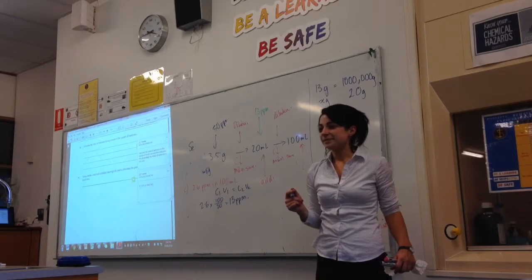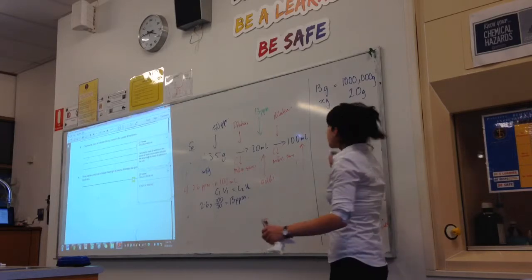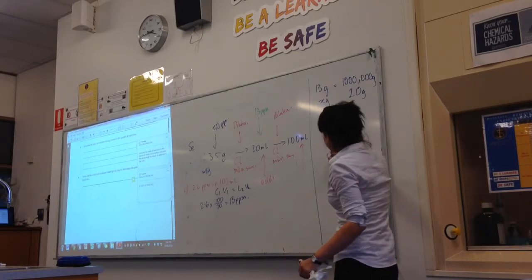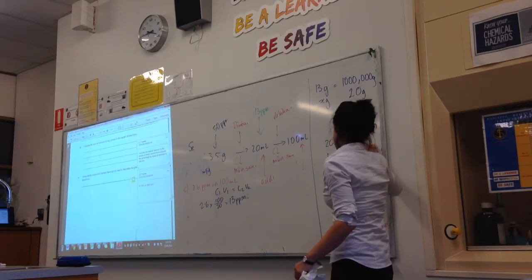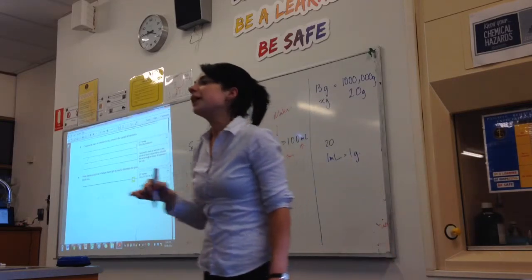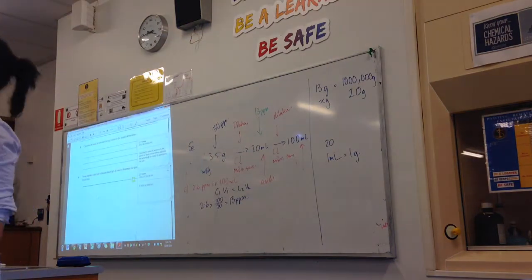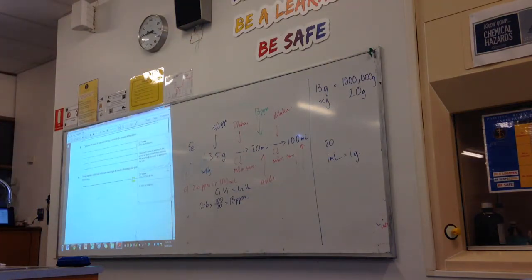Wait, why is it equal grams? Because 1 mil equals 1 gram. I thought that was only for water. Yeah, but an acid is mostly water. You assume the density of water. I've asked. You can do that. You have to do that.